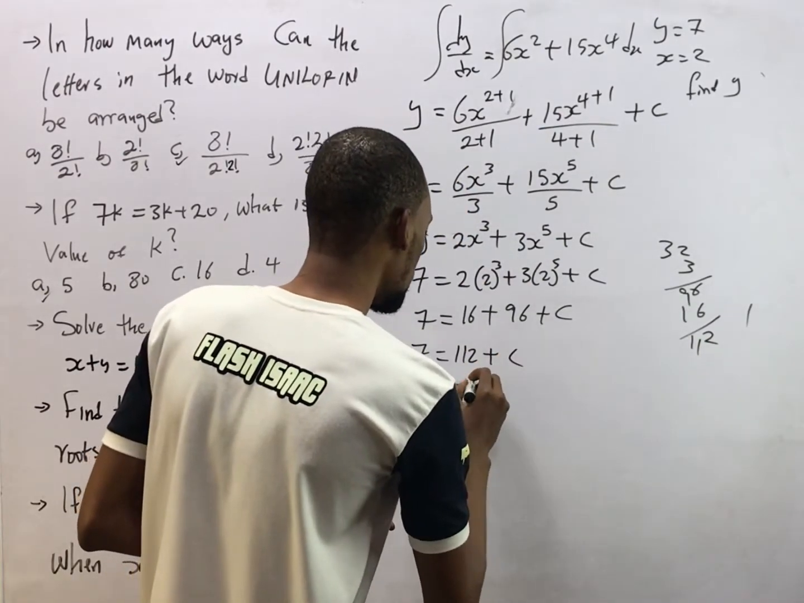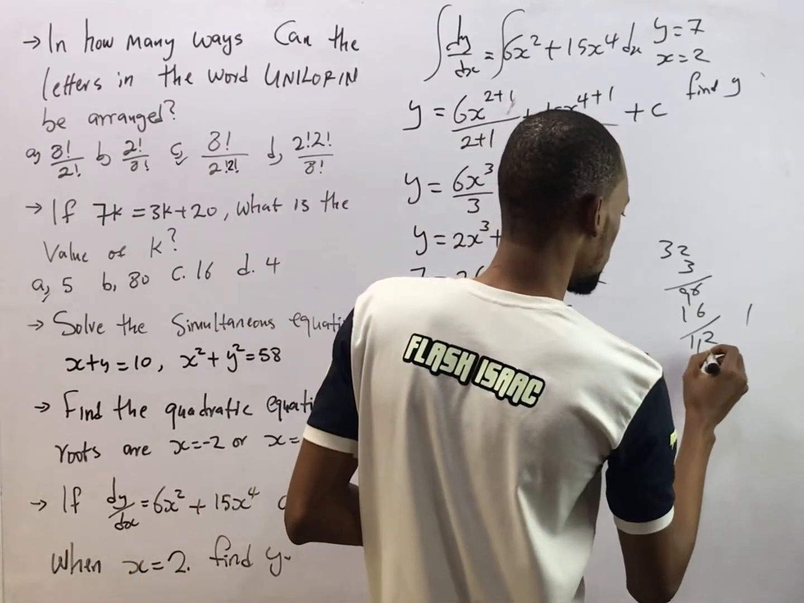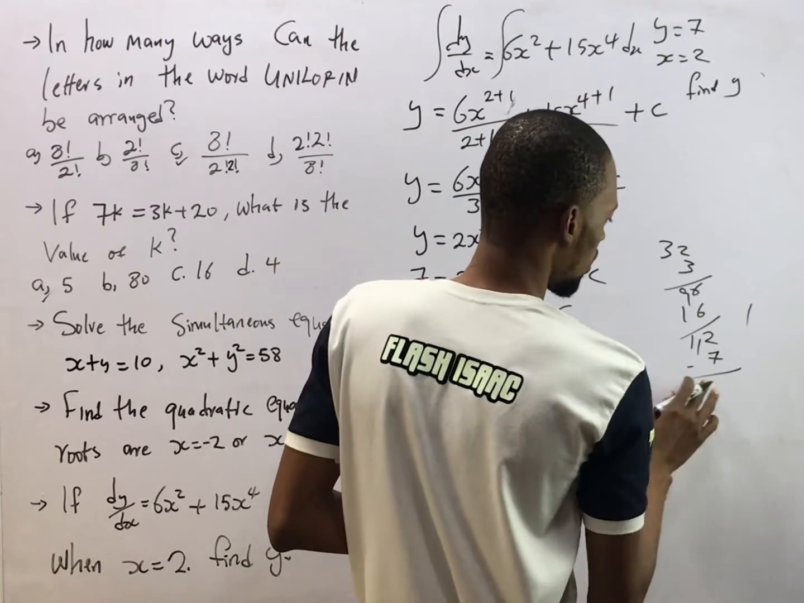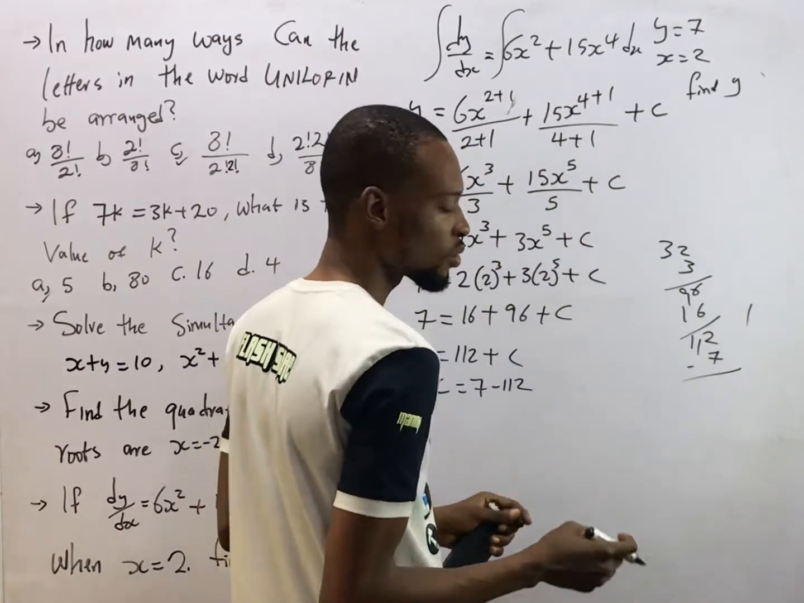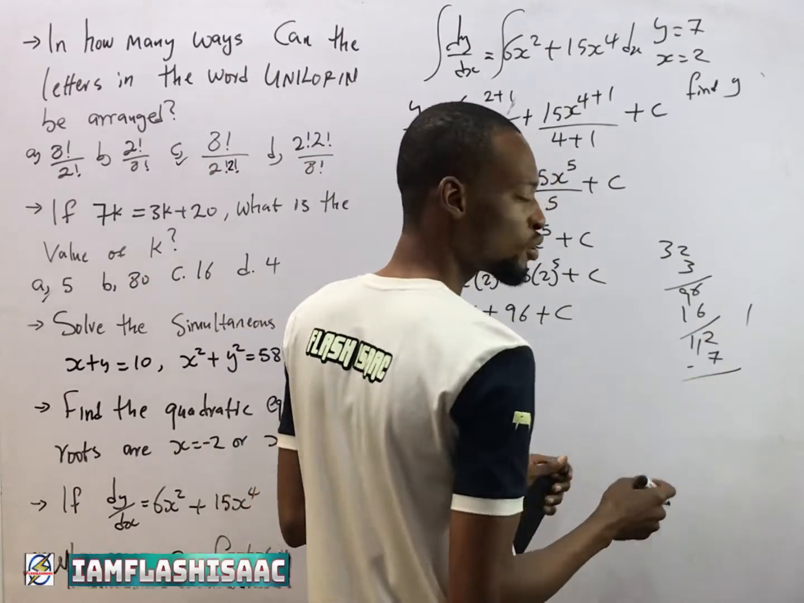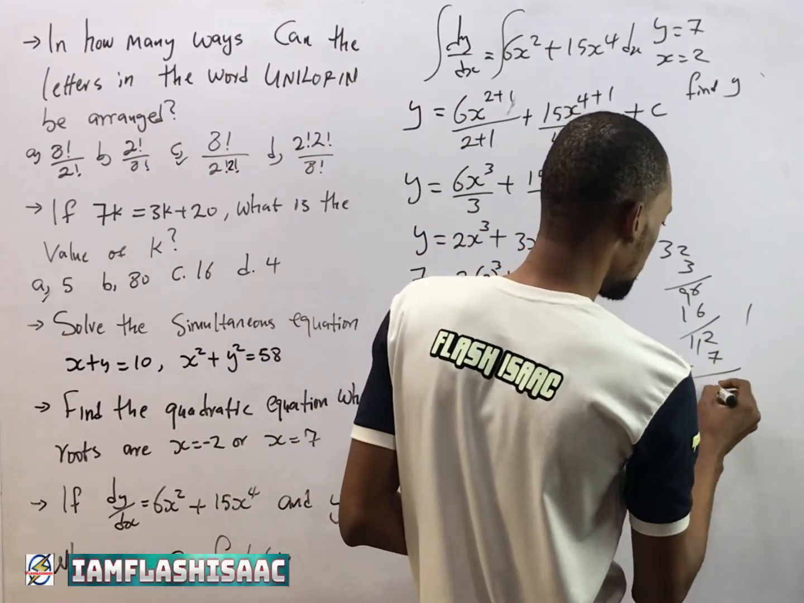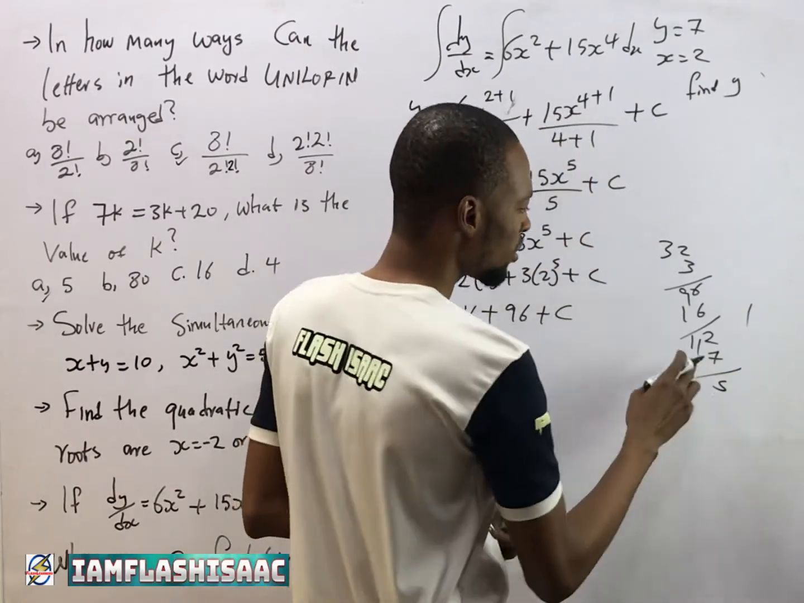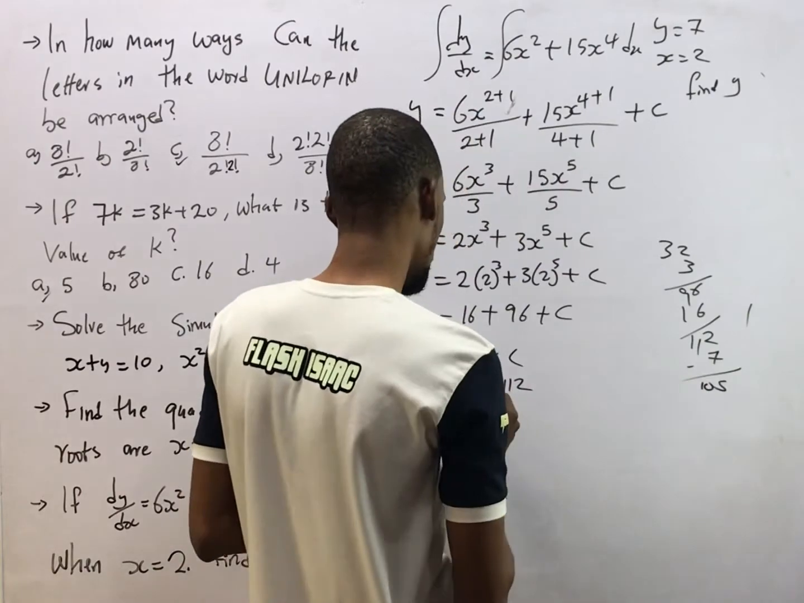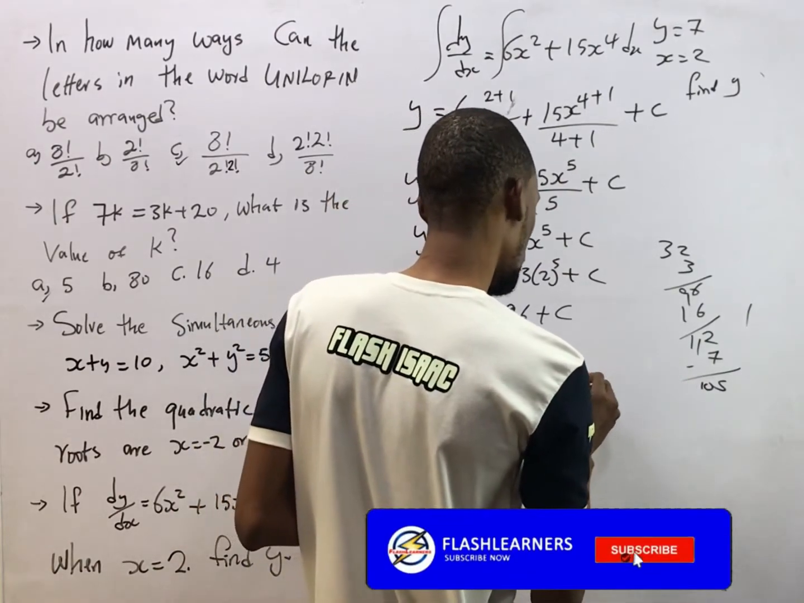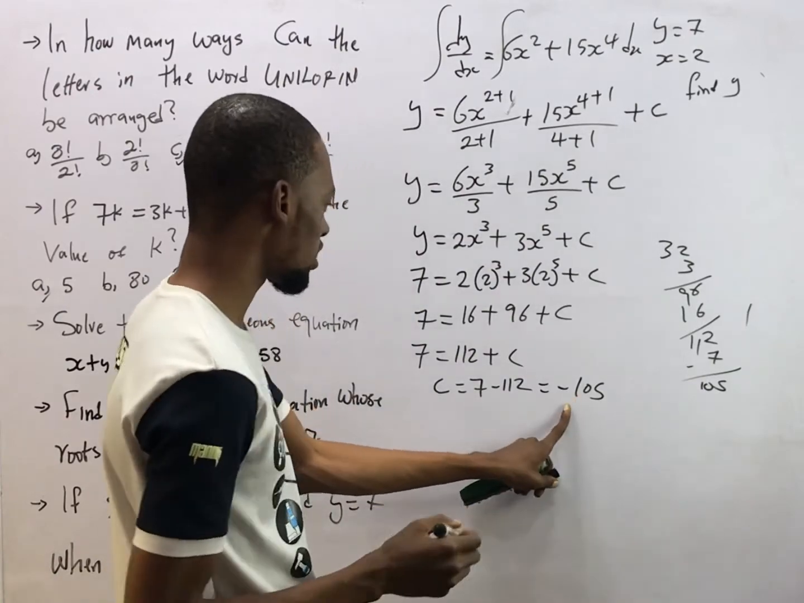So c is simply 7 minus 112. So if you have 7 minus 2, it can't go. So we borrow 1 and add to this to make it 12. 7 minus 12 should give you 5. So now you've removed 1 from here, it's remaining 10. So C equals minus 105. This is the value of our integration constant.